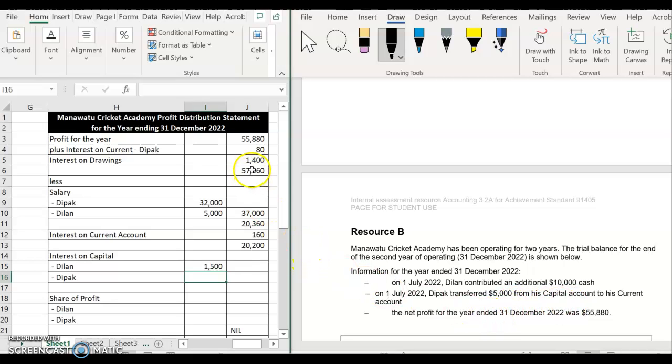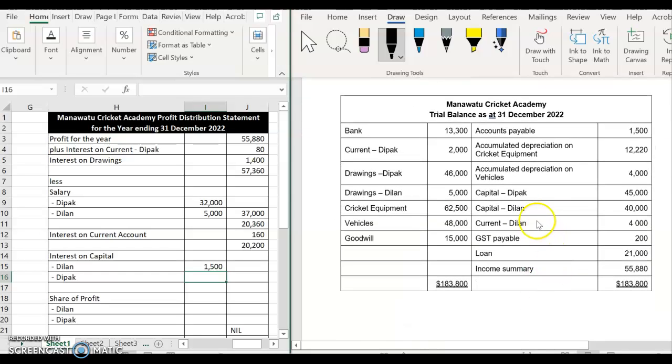All right, so that's going to change what we had up here with a little bit of a trap. But Deepak's current account, he transferred 5,000 from his capital into his current. So his capital would have been 5,000 more than what it currently is. So if we have a look at Deepak's capital account here, it's 45,000. It was 5,000 more. And again, we're going to multiply that by 5%.